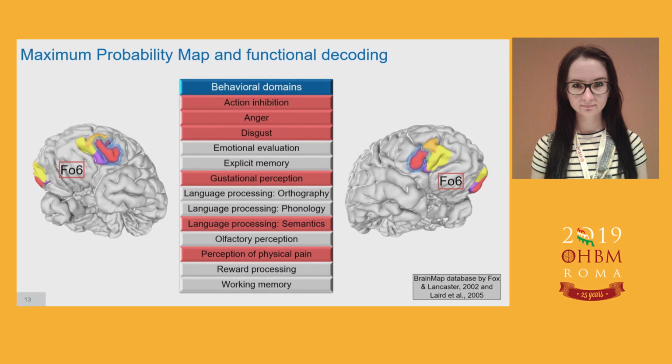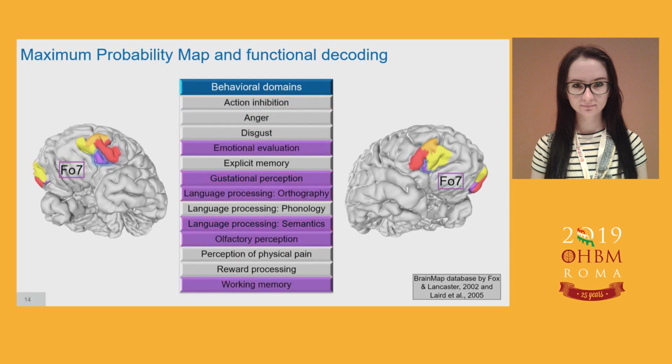FO6 is mostly activated during comprehension of semantic context in language in the left hemisphere only, as opposed to the right hemisphere being highly activated while processing negative emotions like anger, disgust, or physical pain. Orthographic comprehension is being processed by FO7 in the left hemisphere, and gustatory and olfactory perception together with emotional evaluation of recent sensory input in the right hemisphere.